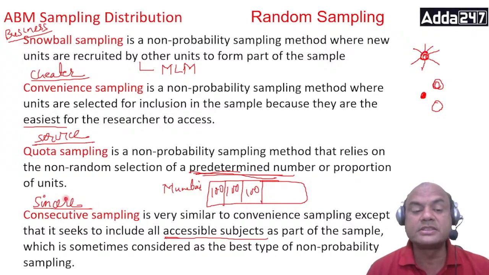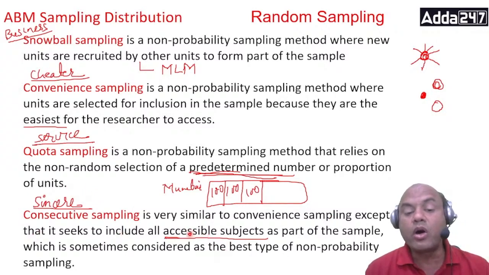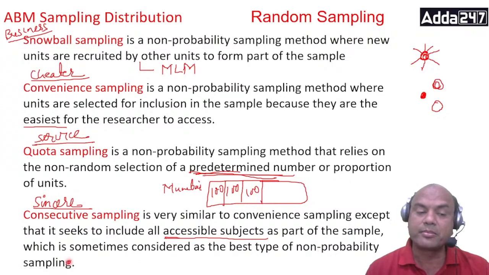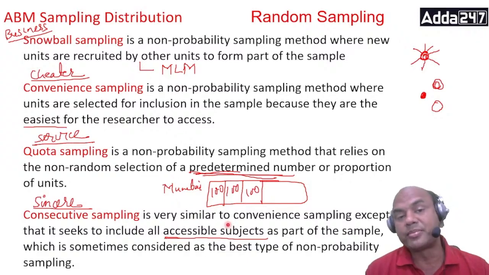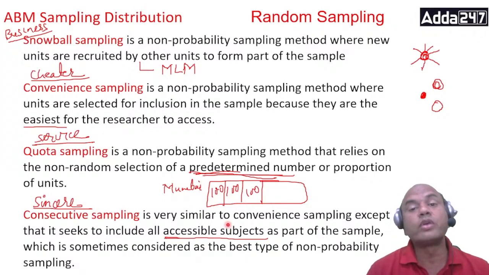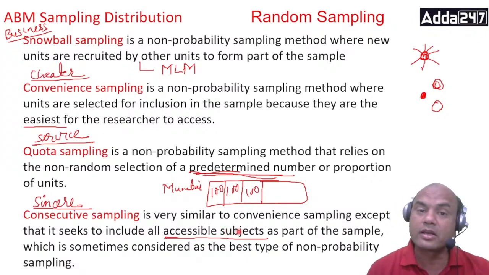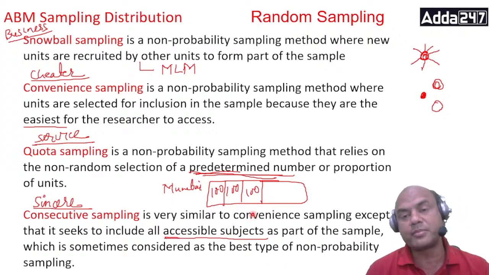Consecutive. This is a sincere guy. This guy is a cheater, convenience. And this is a sincere guy. It's very similar to convenience sampling, except it seeks to include all accessible subjects as part of the sample, which sometimes is considered the best type of non-probability sampling. So this guy won't stay at home. He will go to each and every accessible part. 15 people, I'll go to one corner, then another corner, and then I'll select the 15 samples from there.